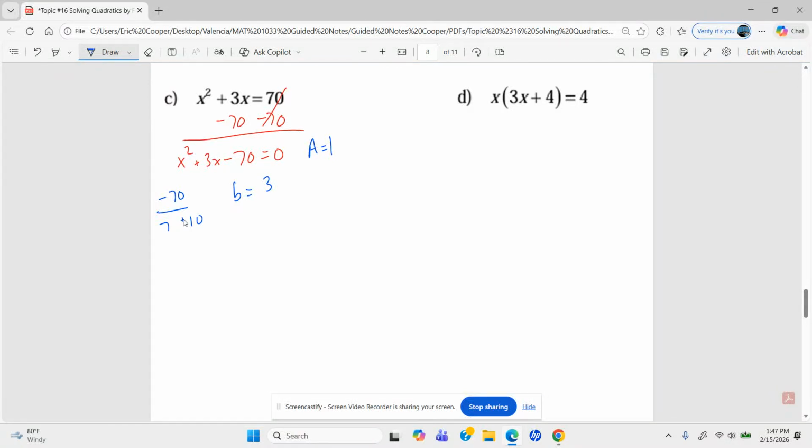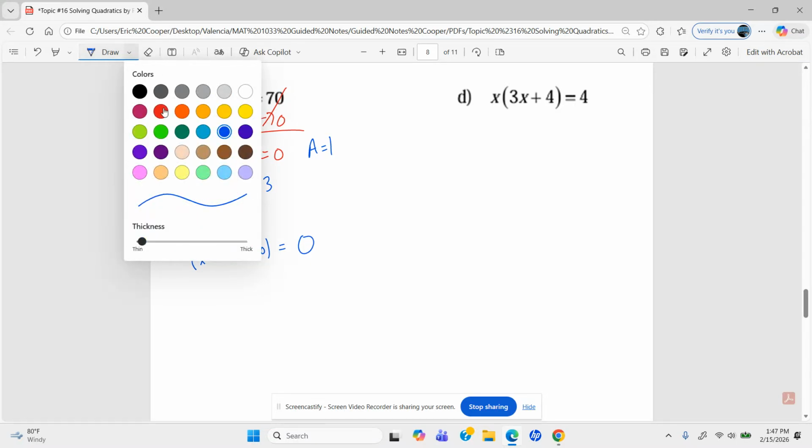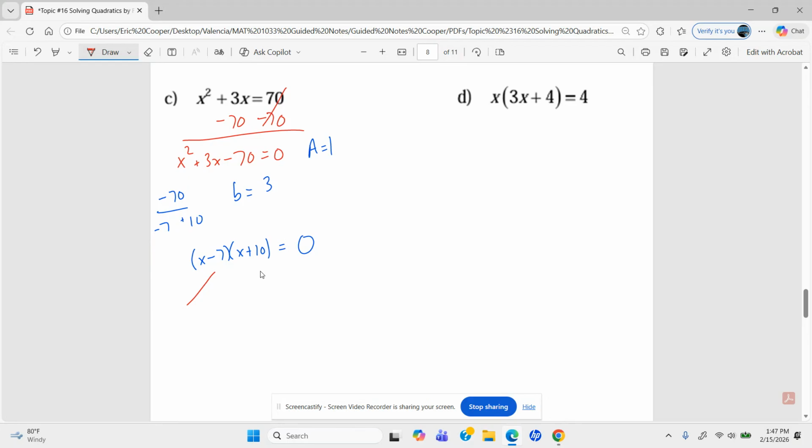So I need to do 10 minus 7. 10 minus 7 is positive 3. 10 times negative 7 is negative 70. This would become x minus 7, x plus 10. And if we were factoring, that's all we would do there. But now we're going to take each of these and set them equal to 0 and find their solutions.